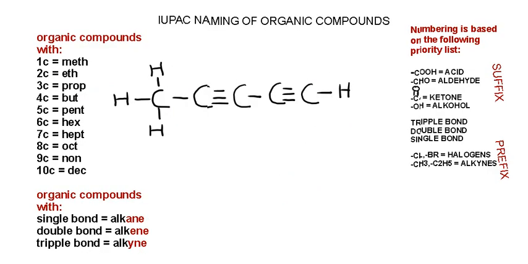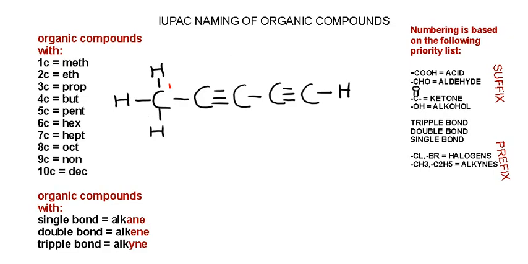Okay. Let us take the numbering in forward direction: 1, 2, 3, 4, 5. In backward direction, 1, 2, 3, 4, 5. Since we have 5 carbons, the organic compound is called pent. Then we are going to write pent.